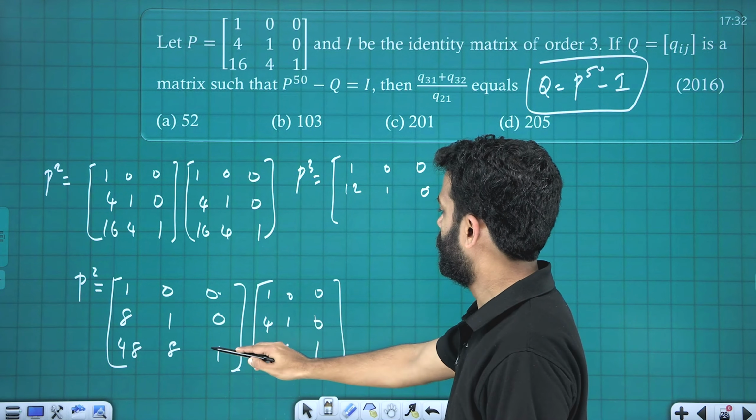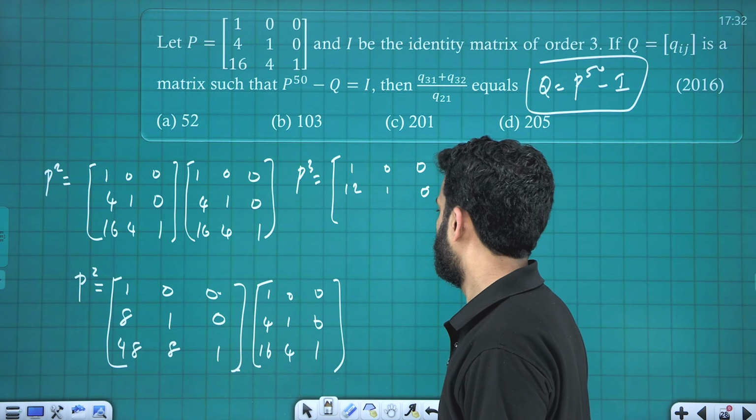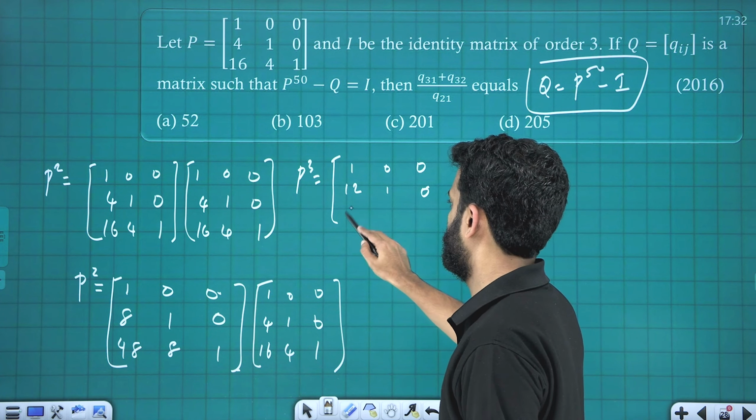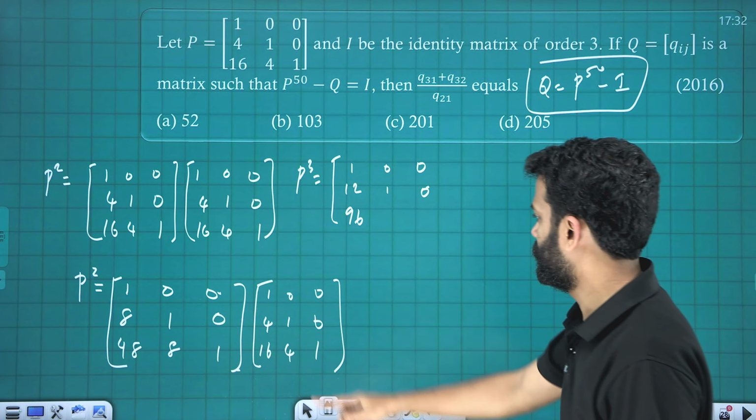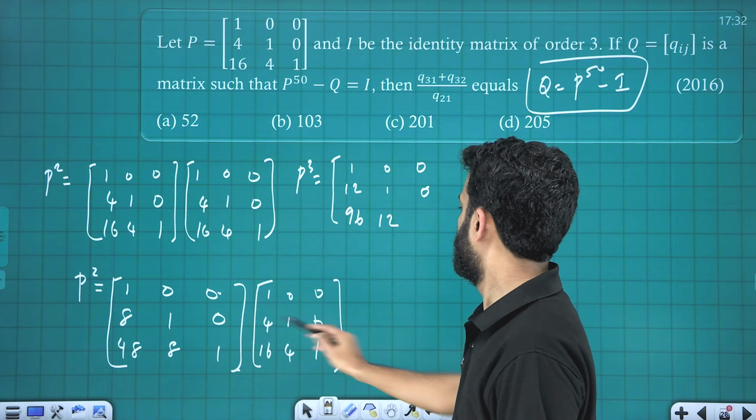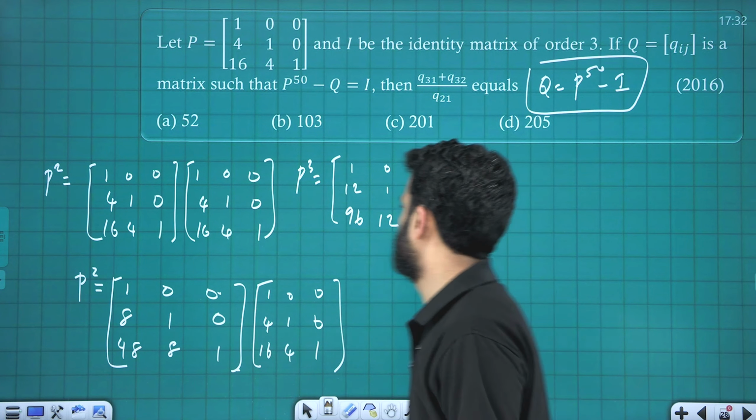What about the next one? 48 into 1, 48. 8 into 4 is 32, 16. That is 48, 96. Okay, 96. And next one is 48 into 0, 0, 8 and 12. 12. Next one is 1. Okay, P cube is like this.